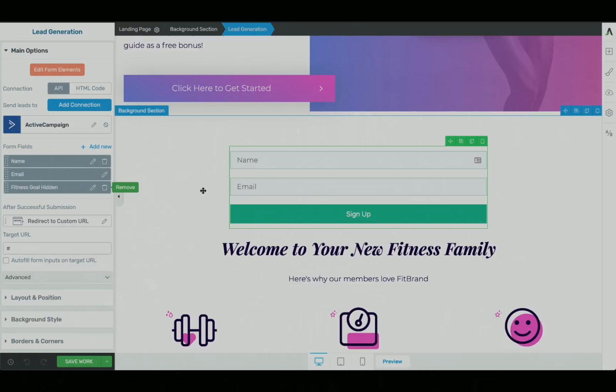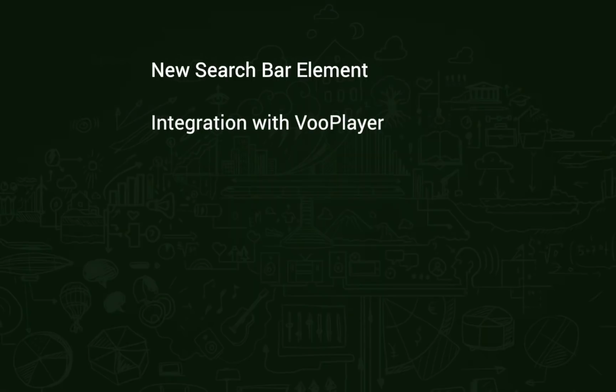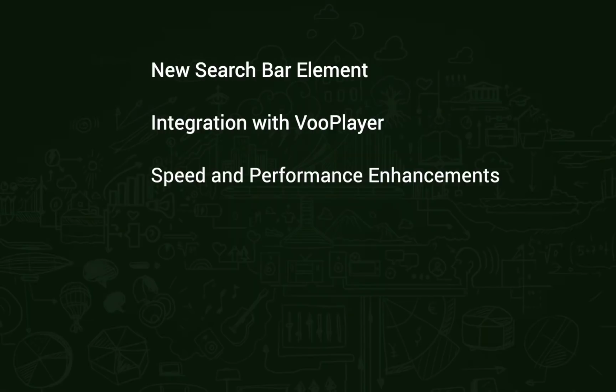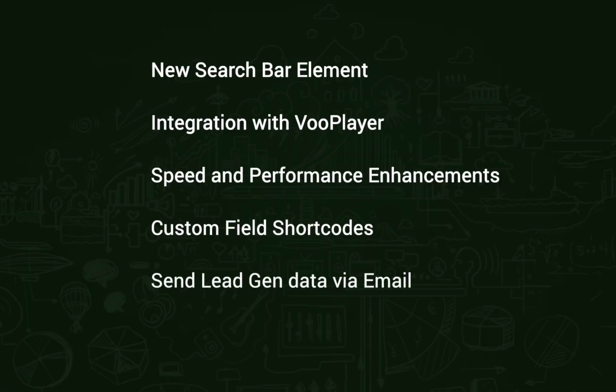So to recap everything that's new in Thrive Architect in this update, we have a new search bar element, an integration with VuePlayer, speed and performance enhancements in the Thrive Architect editor, access to custom field shortcodes for the post list element, a way to send opt-in form data via email, and custom field integrations with 4 different email marketing services.